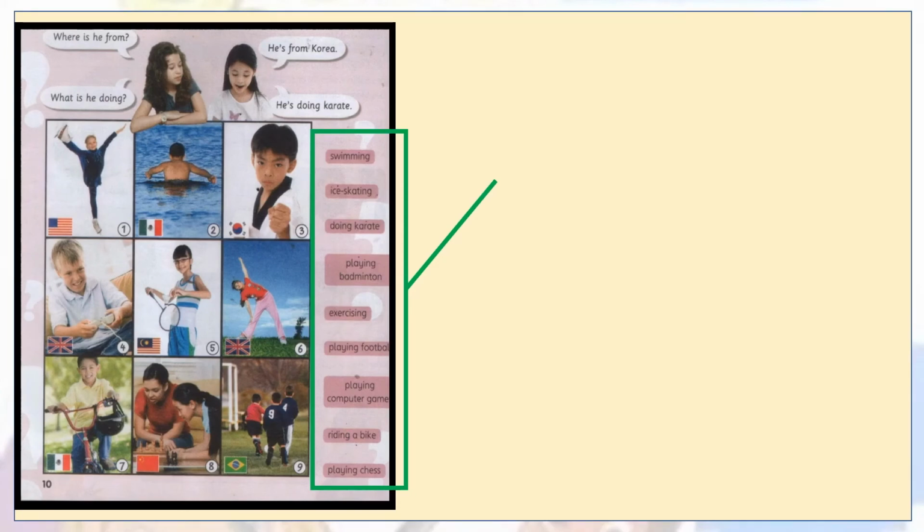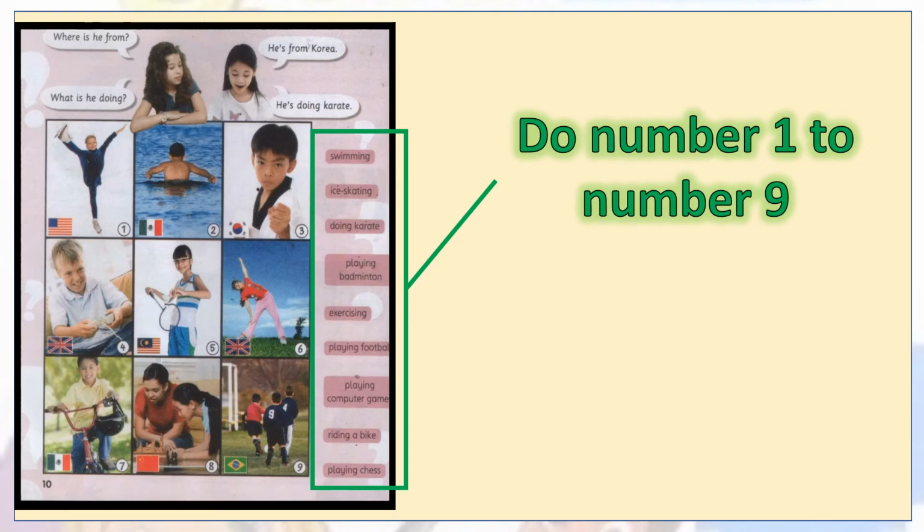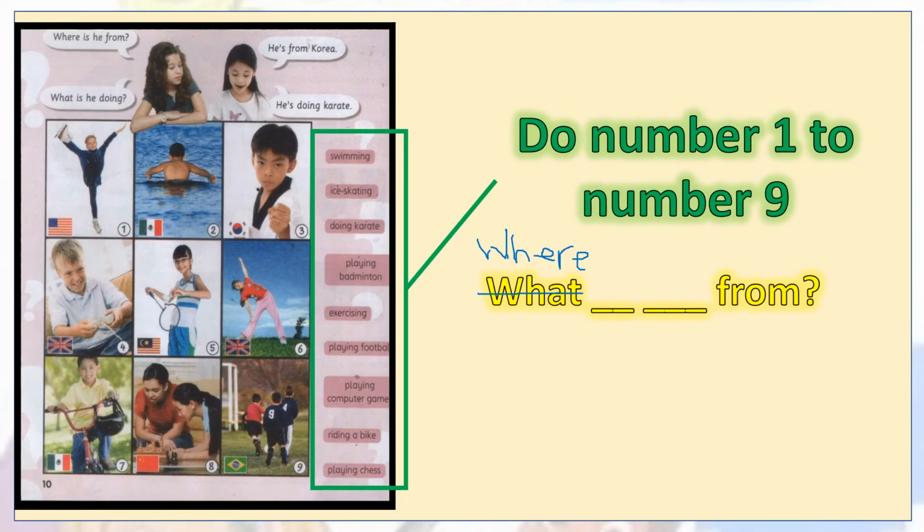Look at the words here to help you. Do number 1 to number 9. Ask two questions. The first one is, what? Okay, this is not "what." Where is he, she, they, you from? Change it depending on the picture. Not "what." This one should be "where," W-H-E-R-E. Okay. And then look at the picture. If it's a boy, use "he." If it's a girl, use "she." If there are many people, use "they" or "you." Okay?